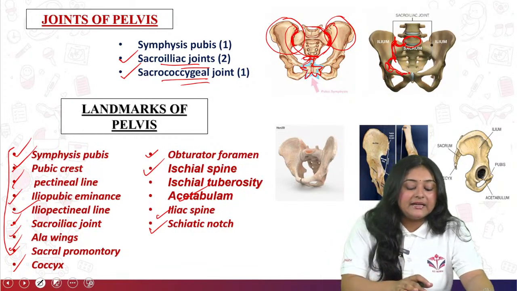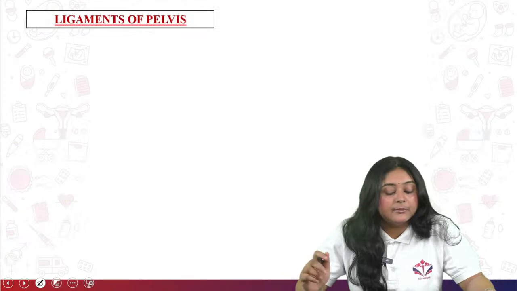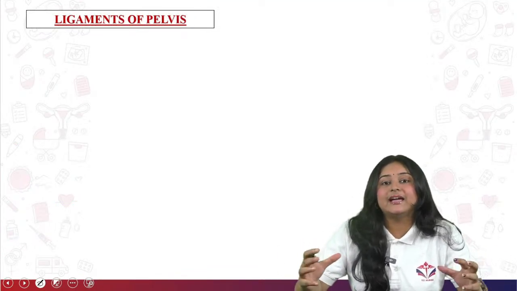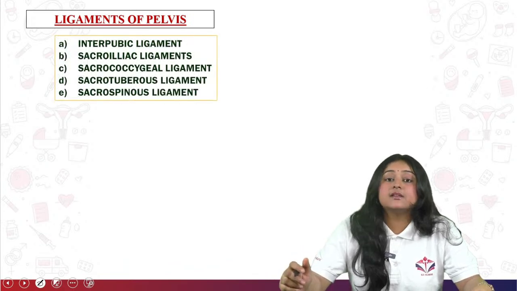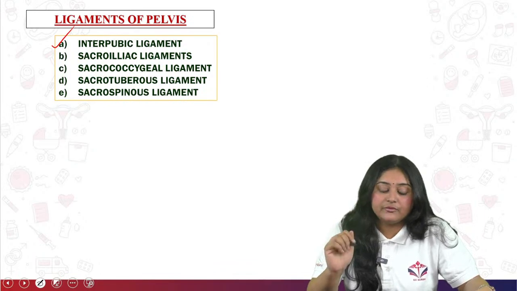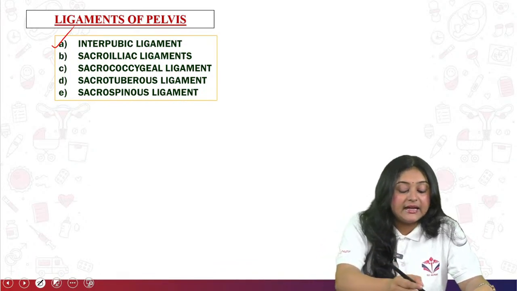Okay, so mainly there are a total of 9 or 10 landmarks. Now come to the ligaments. Ligaments are where the joints are connecting with each other. So what are all the ligaments? First is the intrapubic ligament, in between the symphysis pubis; the sacroiliac ligament, in between the sacrum and the iliac bone.